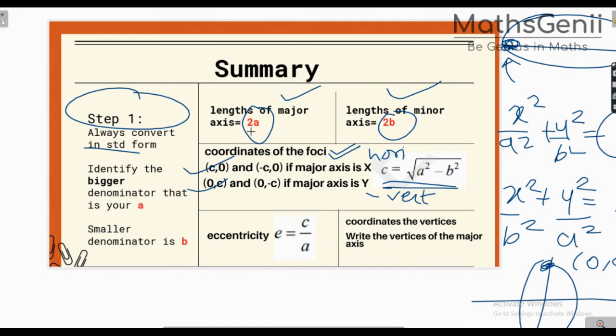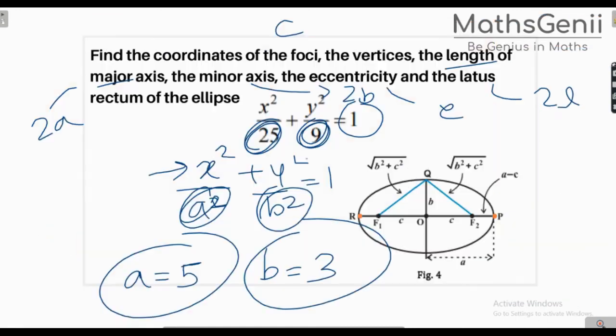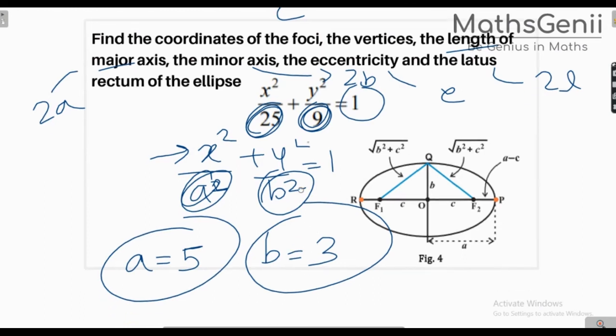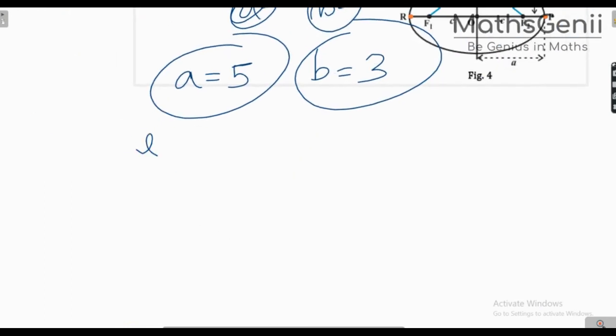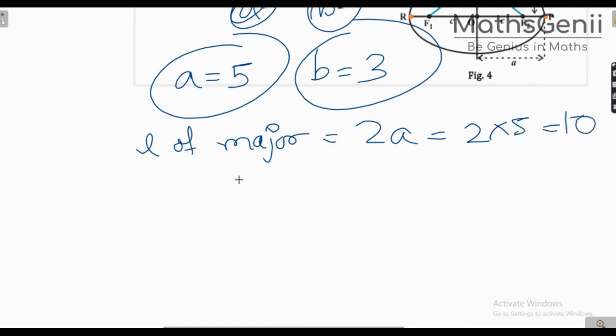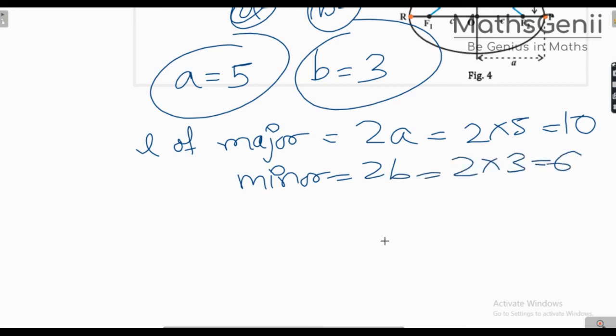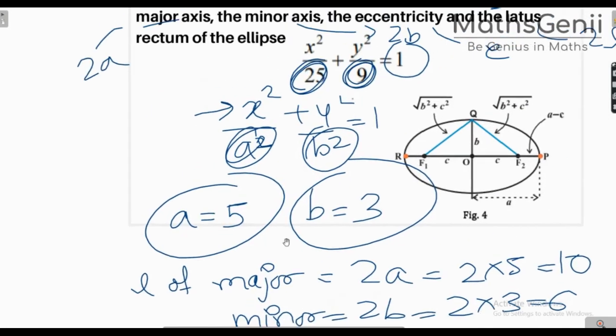Length of major axis. What is the formula? 2A. Length of minor axis. What is the formula? 2B. So length of major axis is 2A. So 2 into 5, 10. Length of minor axis is 2B. So 2 into 3, 6. So two parts of your question are already done here.